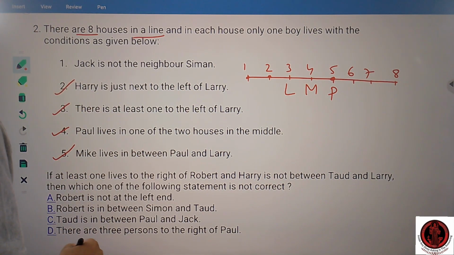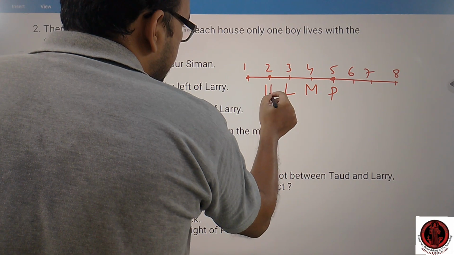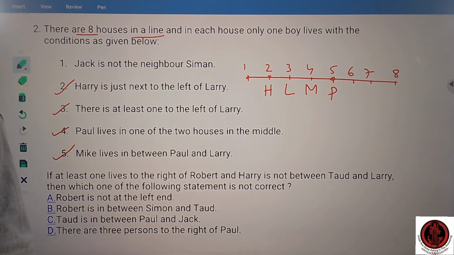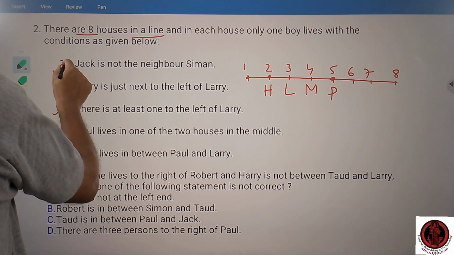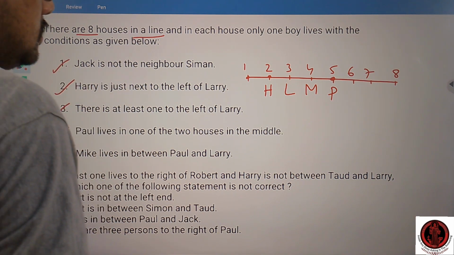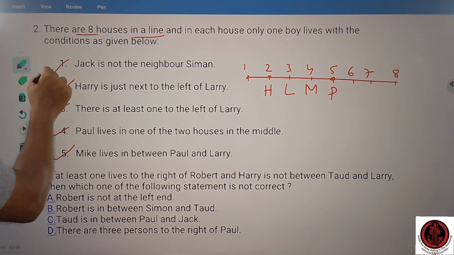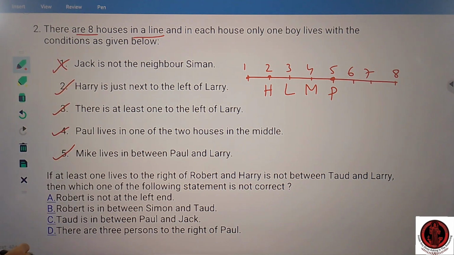Harry is just next to the left of Larry. So this is Harry. Now Jack is not the neighbor of Simon. So you just keep this one. This diagram you just keep now.